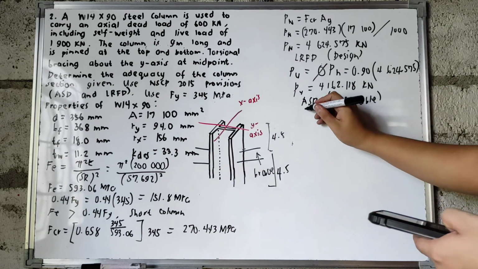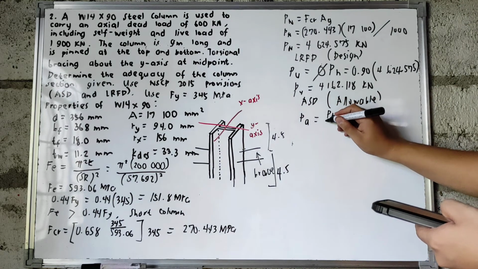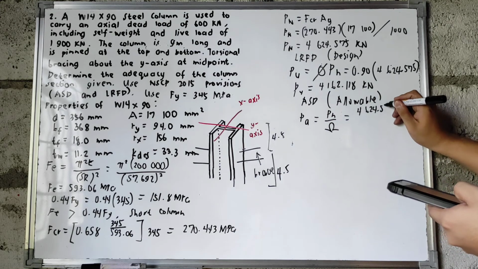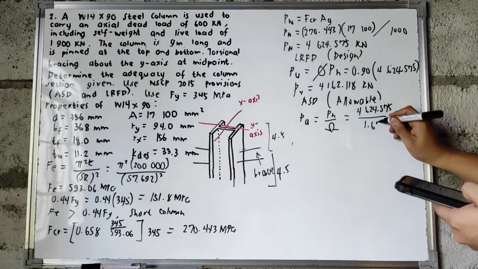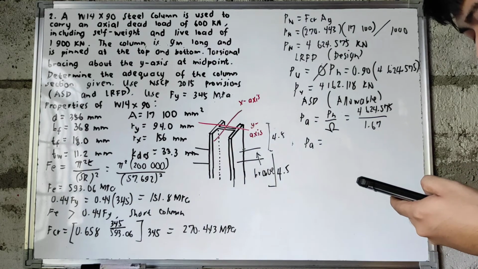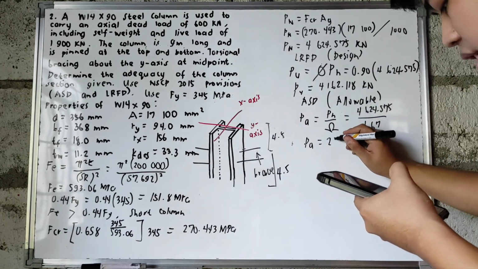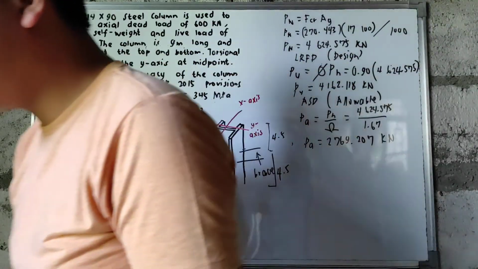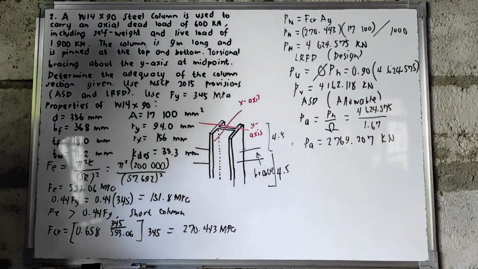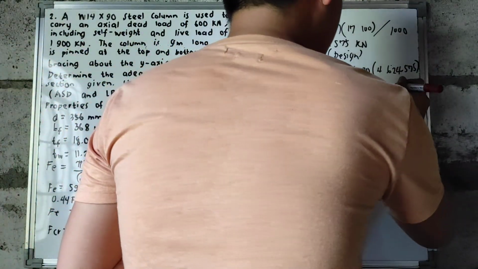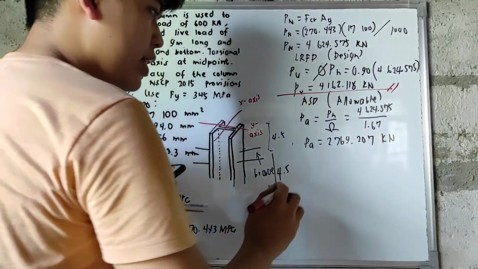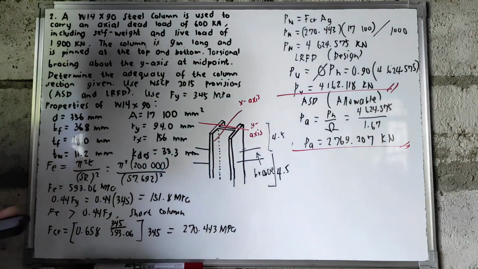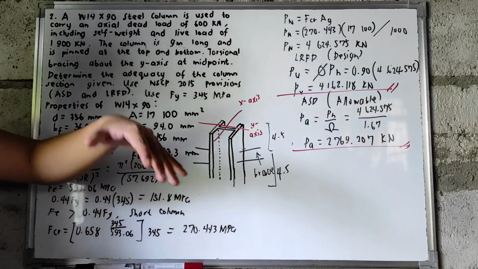And then for ASD naman, ito yung tinatawag nating allowable compressive strength. So that is denoted by P sub A. So yung nominal na nakuha natin, we will just divide that to a factor of safety. Divide natin siya sa factor of safety na 1.67. So we have an allowable which is equal to 2769.207 kilonewton. So nakuha na natin yung mga compressive strength natin sa ASD and LRFD. So yung P sub U natin dito, that is 4162.118. Yung allowable strength naman, that is 2769.207.